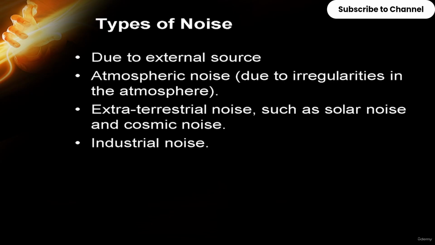So there are two types of noise: one is external noise and another one is internal noise. Now we'll discuss external noise. External noise is caused by the effect of external sources. The noise is produced by external forces due to irregularities and atmospheric conditions. The noise cannot be completely eliminated. And extraterrestrial noise, so solar noise, cosmic noise, and industrial noise are known as external noise.